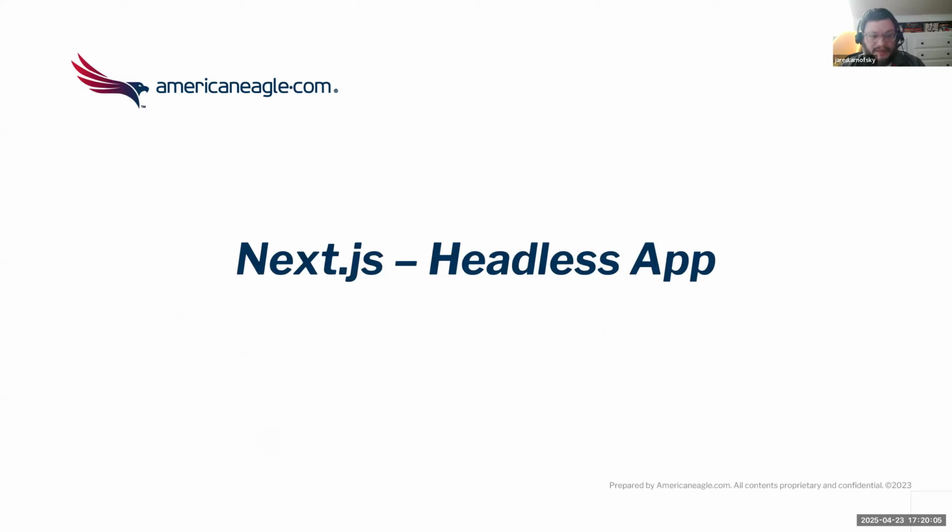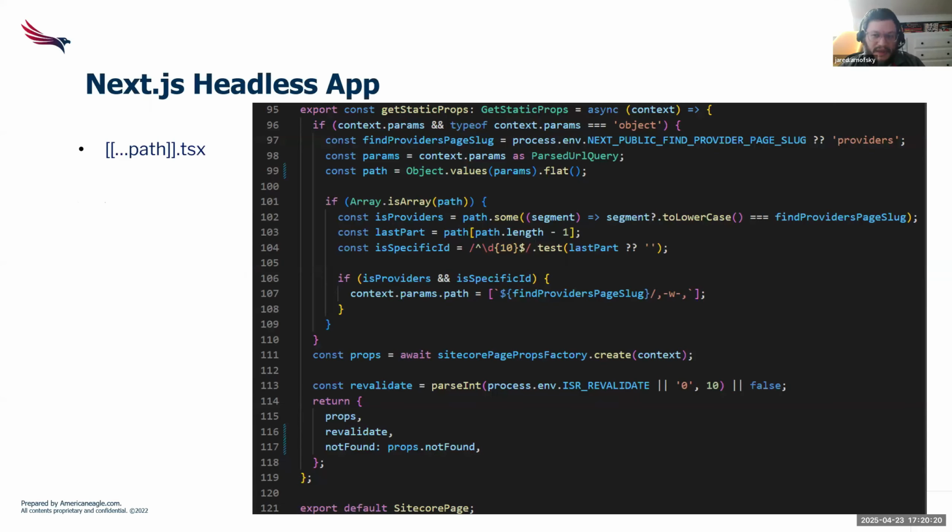And then the last part we have to do is in the headless application. So again, we're using Next.js based off of the starter that Sitecore provides us. So in the path.tsx, this is the route that everything gets, it's the wildcard page that everything gets caught in to resolve your item from Sitecore. That's how the starter works. That's how Next.js handles your Sitecore pages.